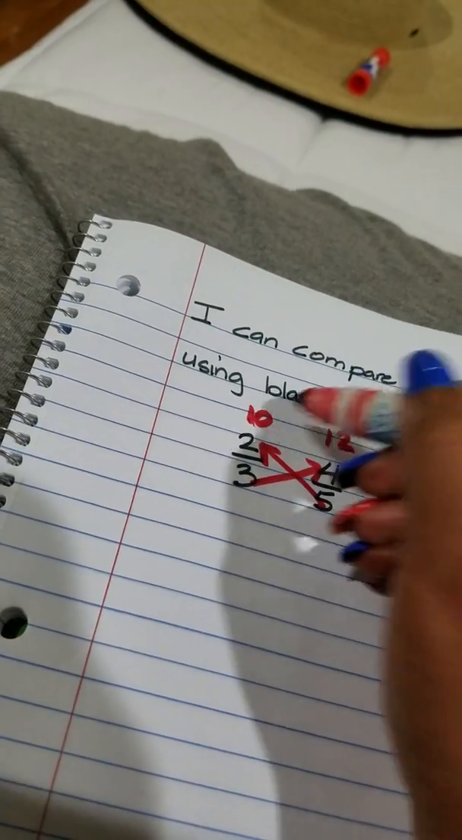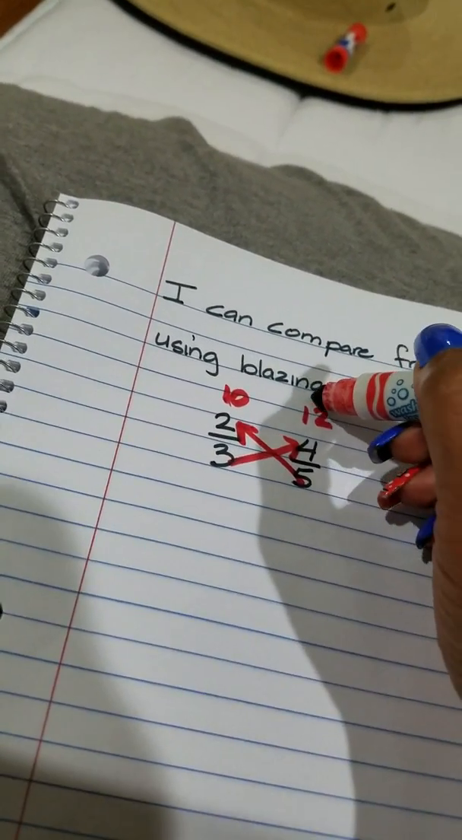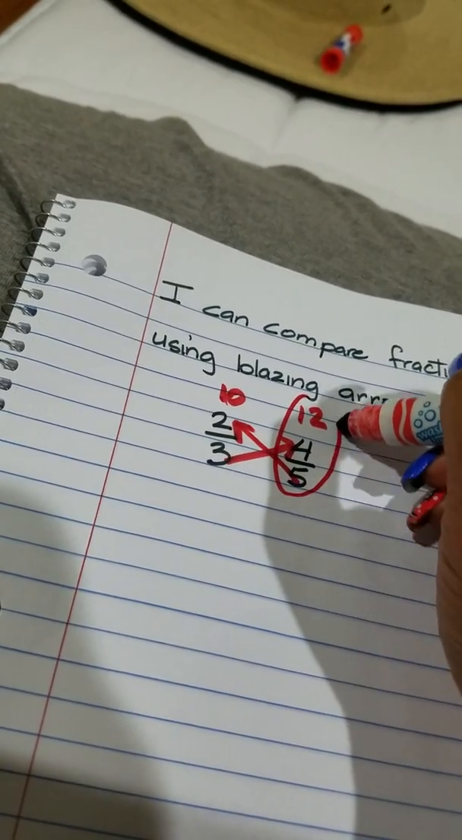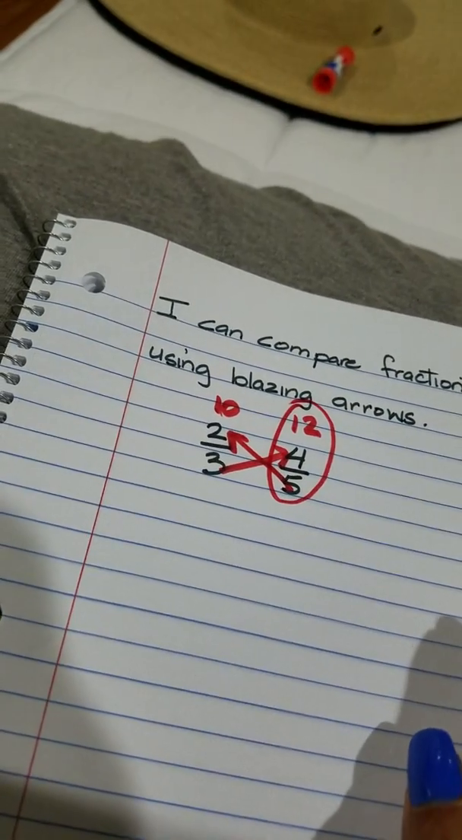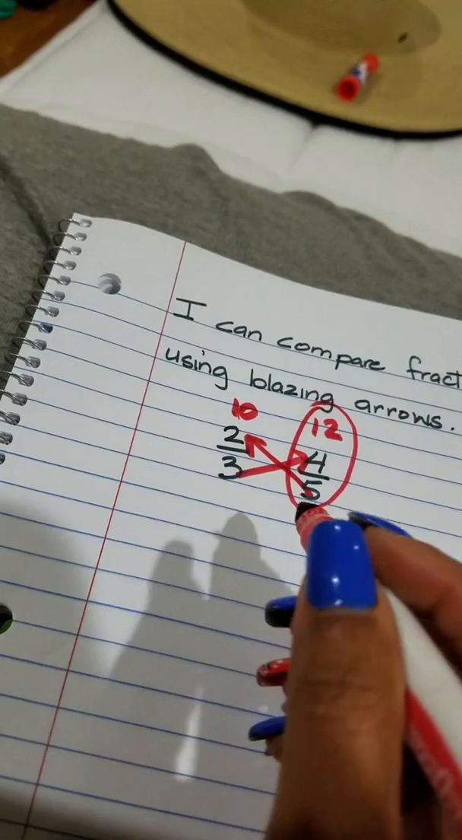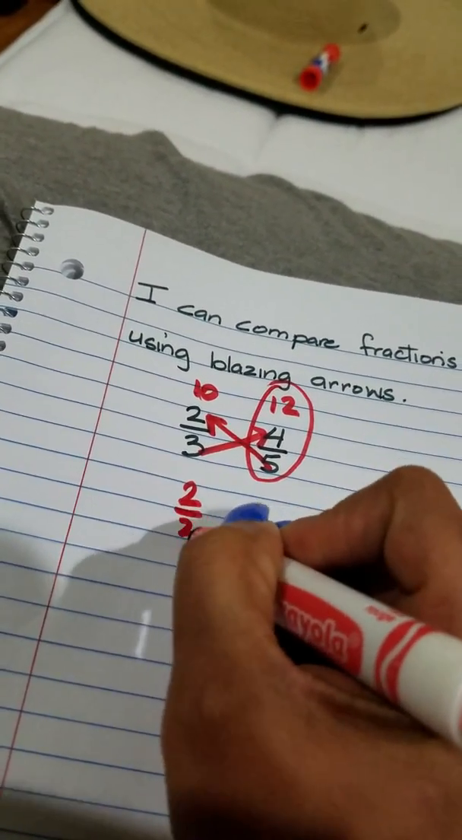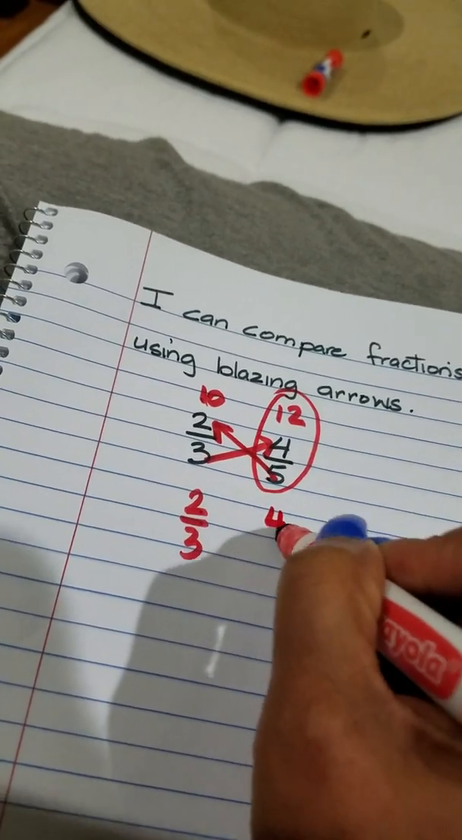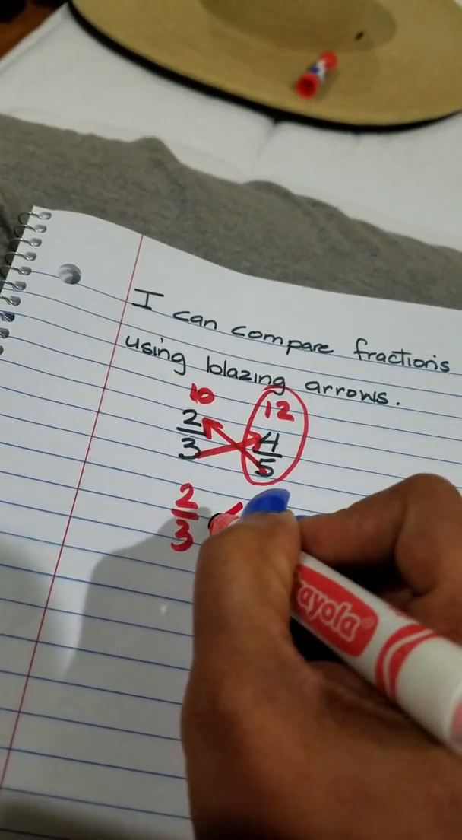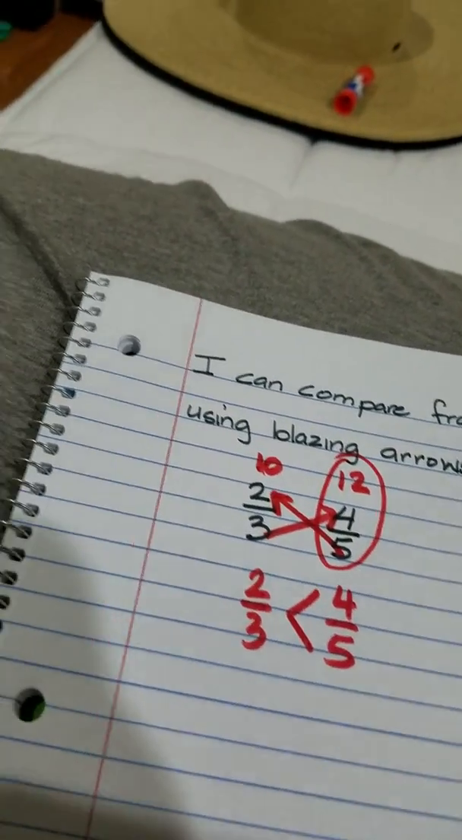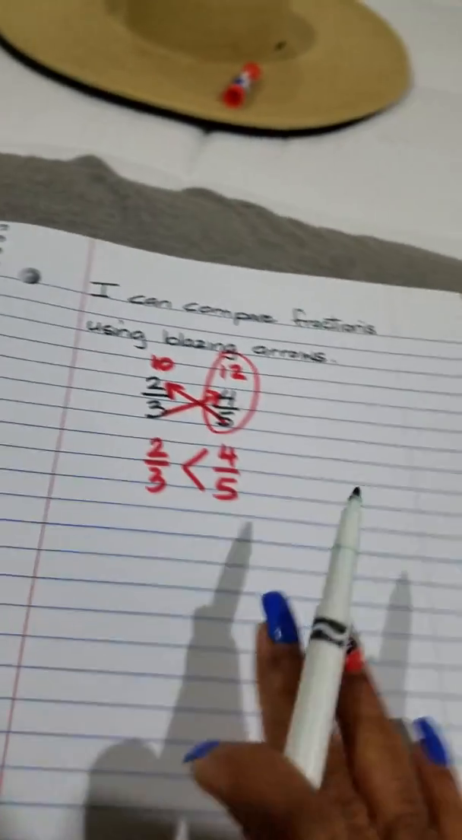So here we have 10, here we have 12. 12 is a larger number. That means the fraction 4/5 is greater than the fraction 2/3. So if we were to rewrite this, 2/3 and 4/5, we will know that this is the greater fraction. Let's go ahead and try another one.